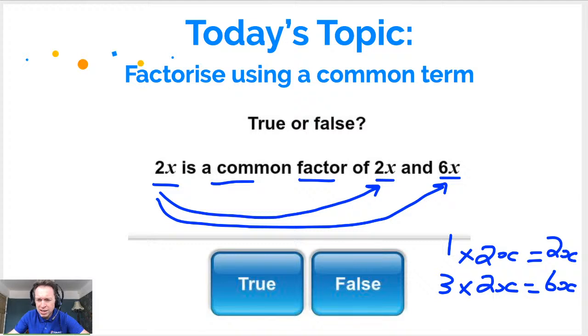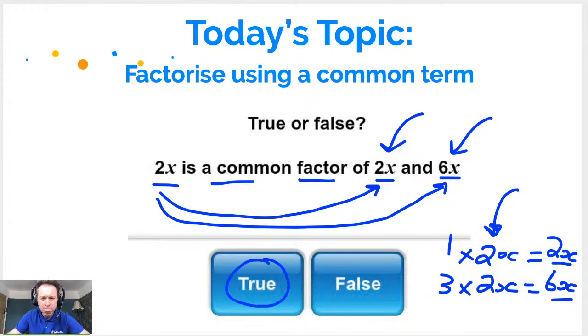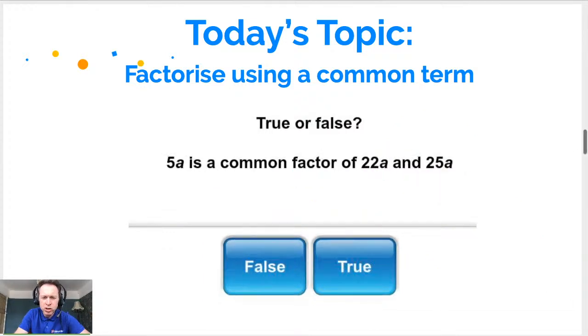So 6x and 2x have a common factor. 2x is part of each of them. So is 2x a common factor? Yes, it goes into 2x once and it goes into 6x 3 times. So the answer is true. 2x is a common factor of both of these terms. Let's look at this next question.